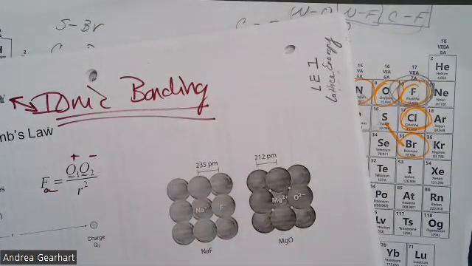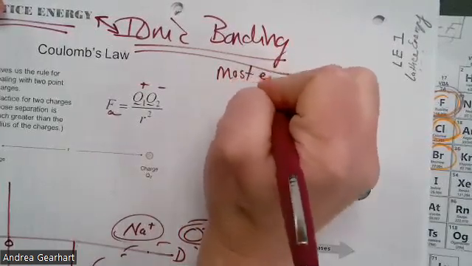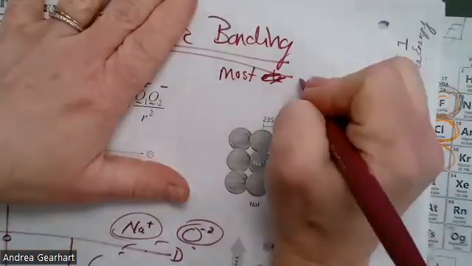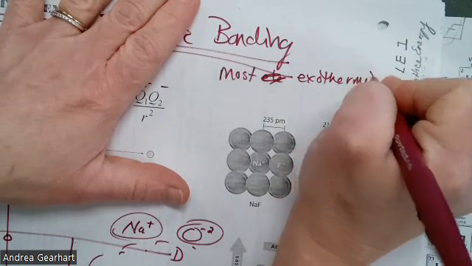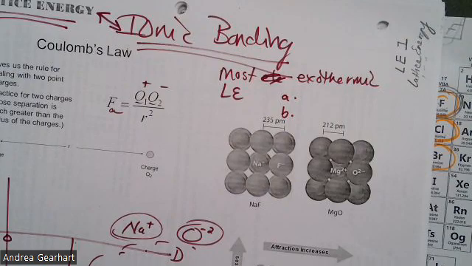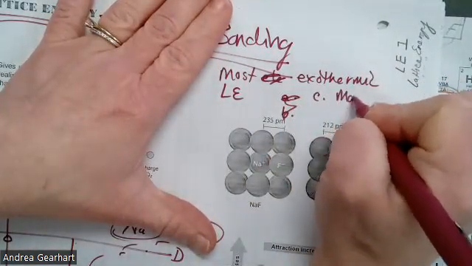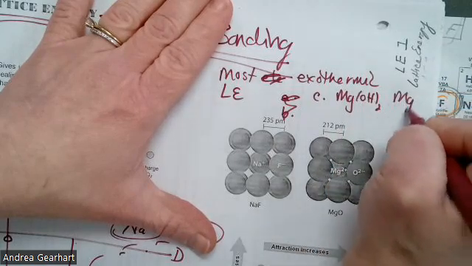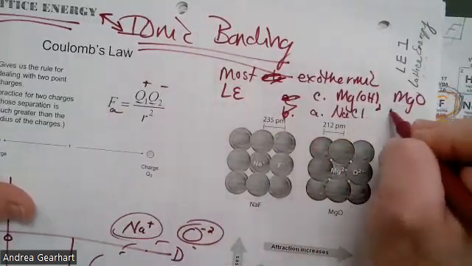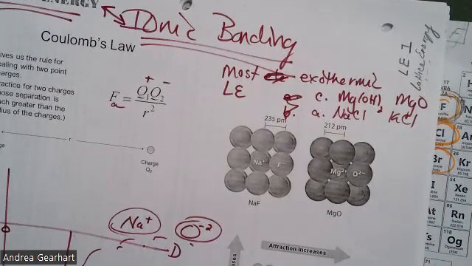Oh, that is just very bad. It is asking us for the most exothermic lattice energy. And we'll go over C, magnesium hydroxide versus magnesium oxide. And let's take a look at A, sodium chloride and potassium chloride. Okay. How do we know?